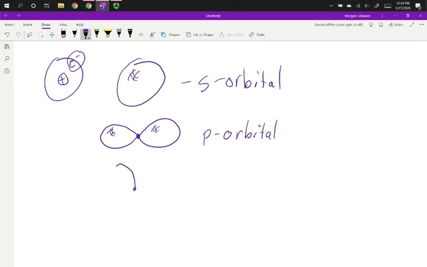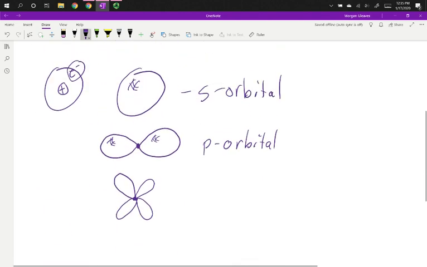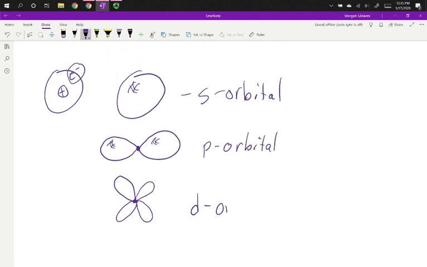And if around your center you have 4 lobes, kind of like holding 4 balloons together but laying them flat, this is a d orbital. And basically the 3D shape that the electron spreads out over as it is bound to our nucleus generally is one of these 3. There's some other shapes, higher level orbitals, but these are the ones we're going to focus on today. The earlier elements of the periodic table only use some mix of these.